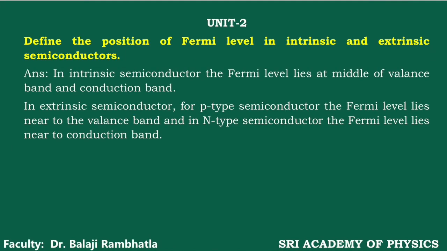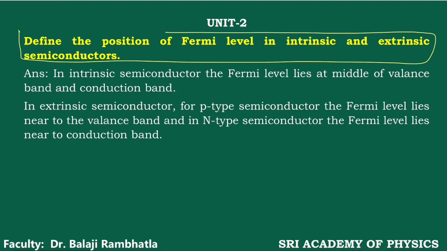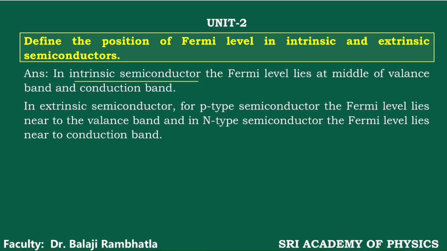Now, next one is define the position of Fermi level in intrinsic and extrinsic semiconductors. Intrinsic semiconductor is nothing but pure semiconductor. In that semiconductor, the number of holes in valence band is equal to the number of electrons in conduction band. It means the charge distribution is the same in valence band and conduction band. So Fermi level defines the distribution of the charge in valence band and conduction band, just like center of mass. So in case of pure semiconductors, the Fermi level lies in the middle of the valence band and conduction band.